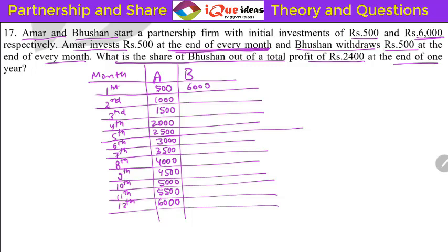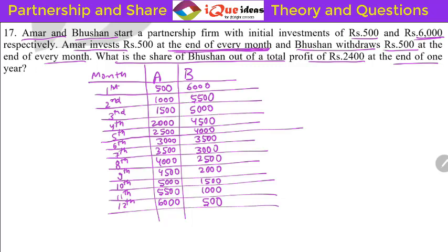Now similarly for B, the first month investment is 6,000 rupees for 1 month, but for the second month he is withdrawing 500, so it will become 5,500. Third month again 500 less, so it is 5,000. Then 4,500. Then it will keep on reducing by 500, so 4,000, then 3,500, then 3,000, then 2,500, then 2,000, then 1,500, then 1,000, and the last month it will be 500. So B has invested 6,000 rupees for 1 month, then 5,500 for 1 month, then 5,000 for 1 month, and so on and so forth.